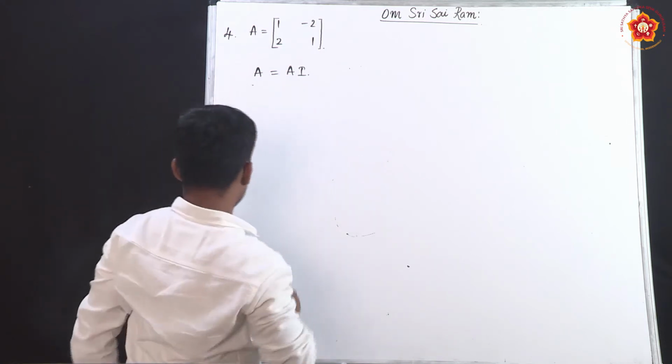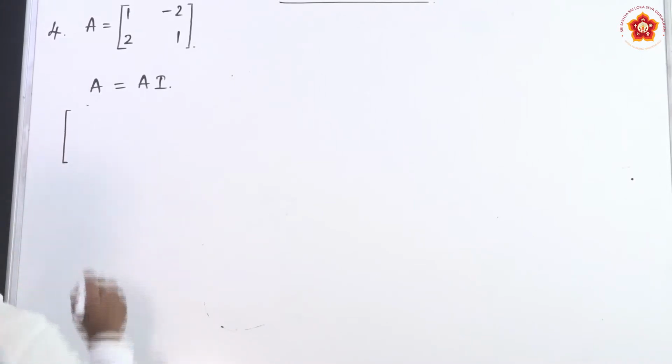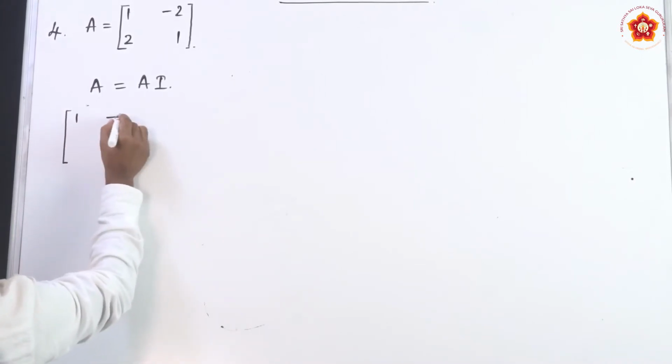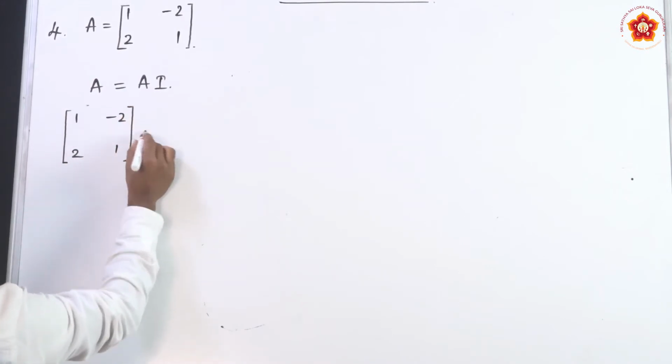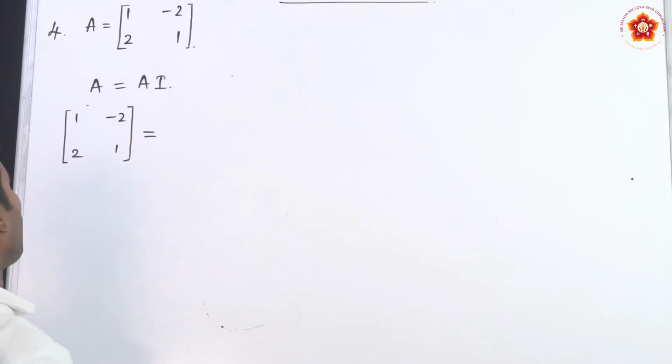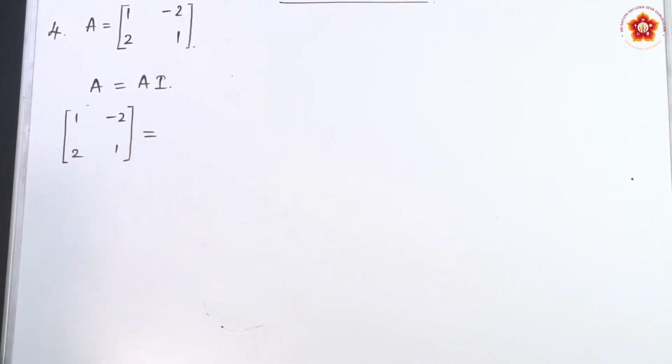So, now I am going to use column transformation to get the inverse of this matrix. What is A? 1 minus 2, 2, 1. We have to apply a sequence of elementary column operations to get I equal to some matrix B times, not I, sorry, A. So, B gives the inverse matrix of that. We sequentially have to apply the column transformation.